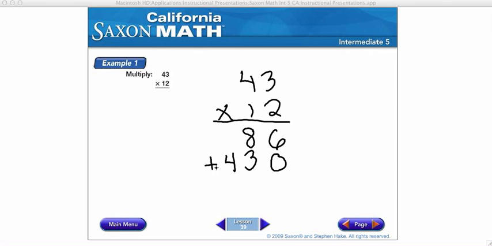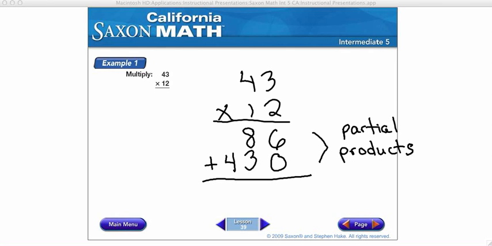And now I take these two numbers and I add them up. These two numbers here are called partial products. And they're called partial products because the answer to a multiplication problem is called the product. Partial means you don't have all of it. You have a part of it or a piece. So I'm multiplying, here's my first piece and here's my second piece. And now I add them together in order to get my full product. So 516 then is my product. It is my final answer.